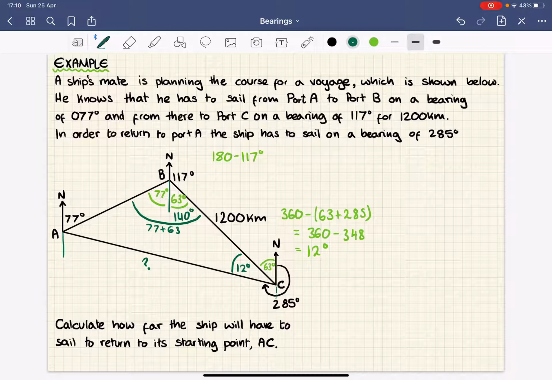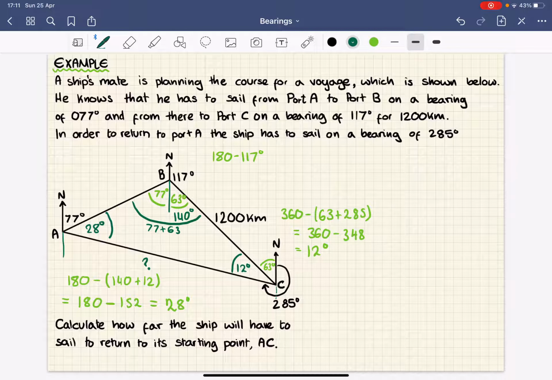And I know what two of my angles are, so at this point I can easily find out what my last angle inside the triangle is going to be by adding the other two up and taking that away from 180. Which is just going to be 28 degrees. So I've now got all my angles inside the triangle. I've got all the information I will need for any sort of trig formula that I might want to do.